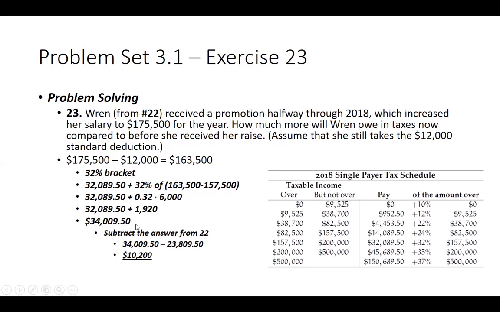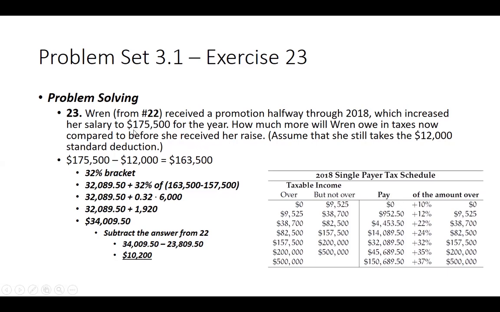Add to that the $32,089.50, and Ren will be paying $34,009.50 in taxes now after the raise. Let's subtract from this the answer we got in the last problem, her taxes before the raise, which was $23,809.50. And now she will be paying $10,200 more in taxes.